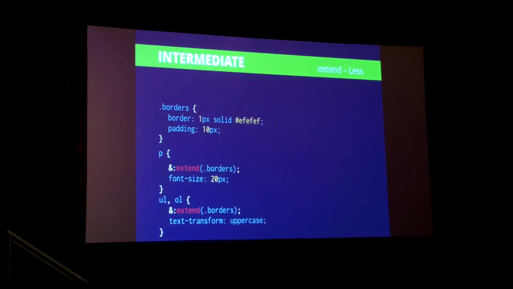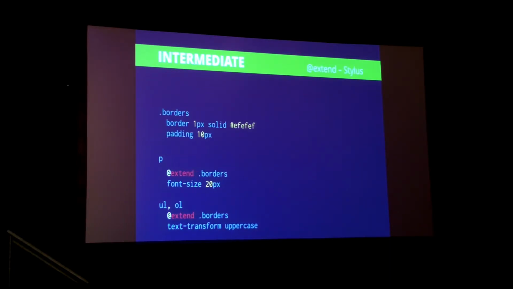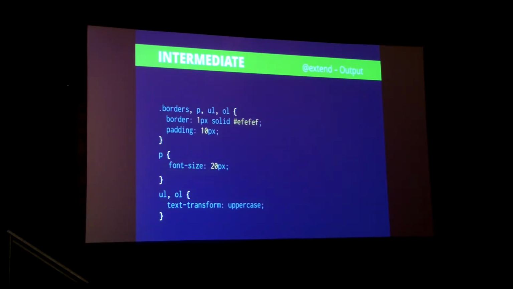So their extend is that they're trying to follow pseudo-selector paradigms that exist in current CSS, which is fine, I guess. But it basically functions the same way. So they're extending the borders, which is up top. And then Stylus basically just copied what Sass was doing. So it does the exact same thing, exact same syntax, with just less stuff. And it would spit out something like this.